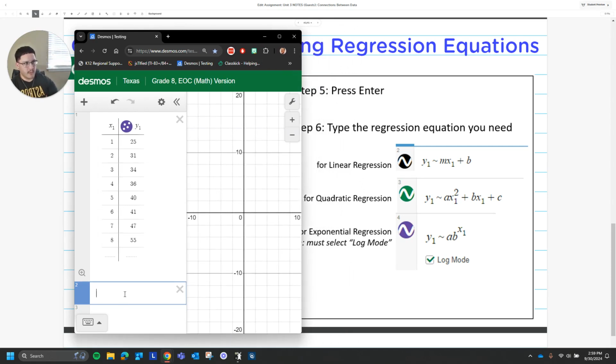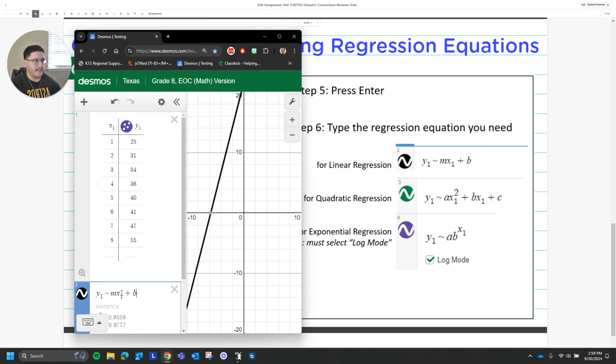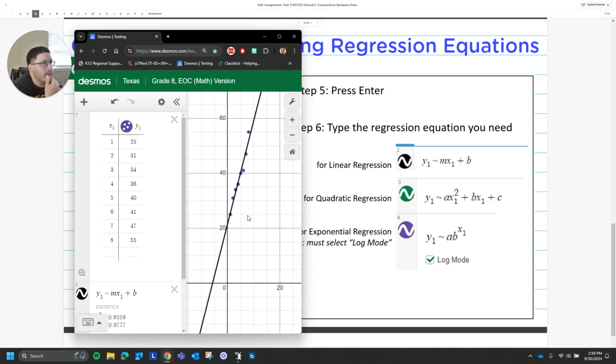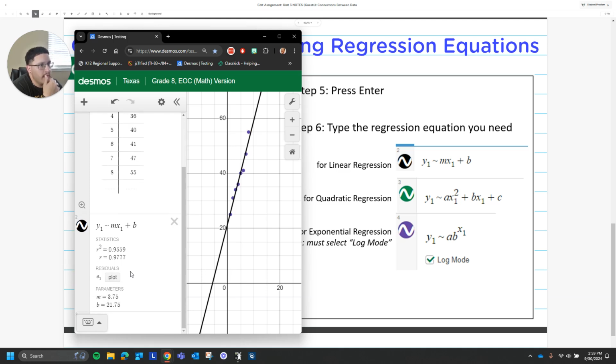Okay, so for linear, we're going to type in y1 squiggly, and if you don't know where the squiggly is, you hold shift and then look at the number 1 key. It should be to the left of number 1. So hold shift and then press the squiggly. And then finish it out: mx1 plus b. I'm going to zoom out so you can see the dots. And then there it is. This will give us the line of best fit, the linear regression line of best fit.